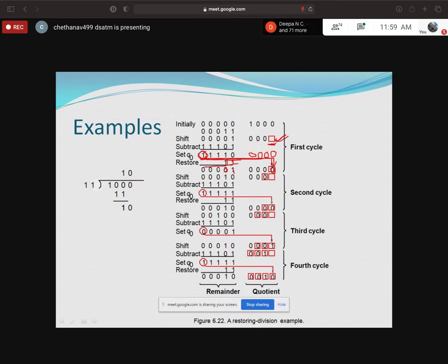So 0. Next, see, 0 plus 1, 1 plus 1 is 0. Carry 1. So 1 plus 1 is 0. Carry 1. 1 plus 1 is 0. Carry 1. 1 plus 1 is 0. Carry 1. Neglect this one. Okay. So that is what.